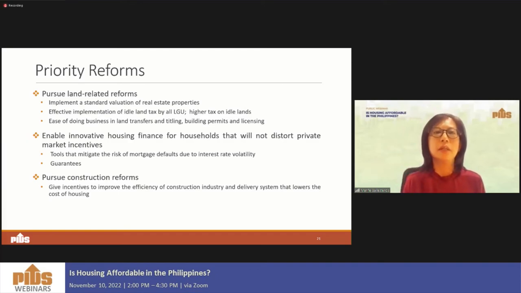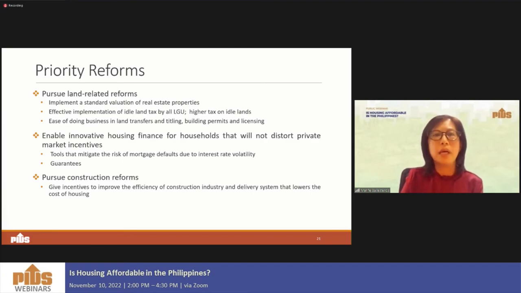Okay, the other priority reforms have to do with the supply side of housing, and this is pursuing land-related reforms. The objective of this is that you will avoid or hinder over-commercialization of the housing sector. So the government should provide controls against speculative increases of prices in housing, as well as what we call over-commercialization of the housing sector.